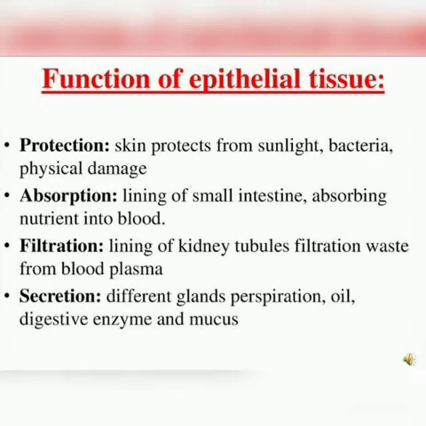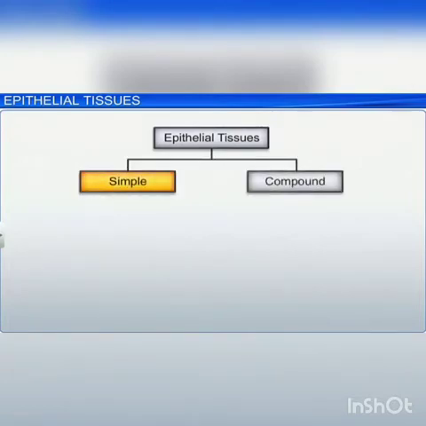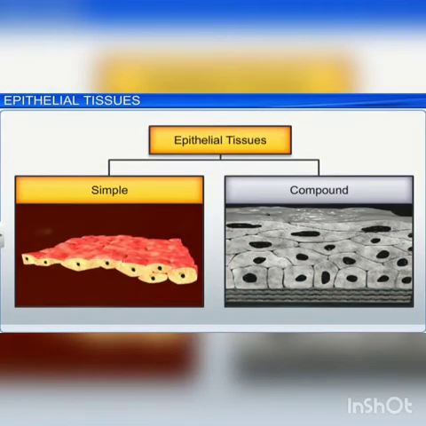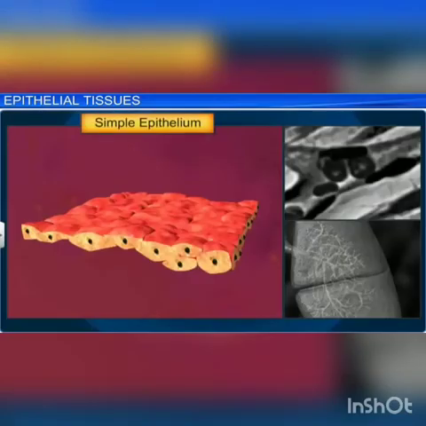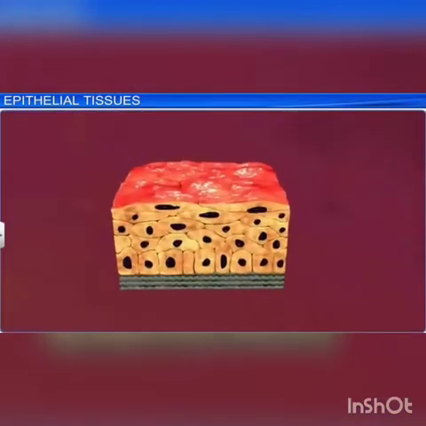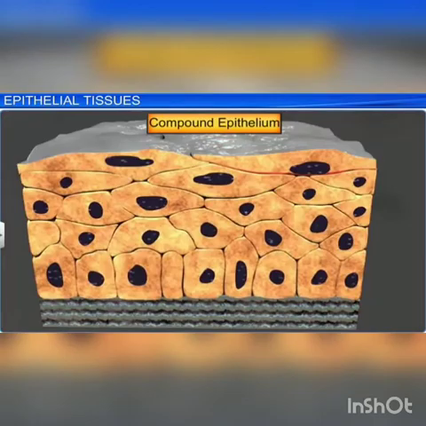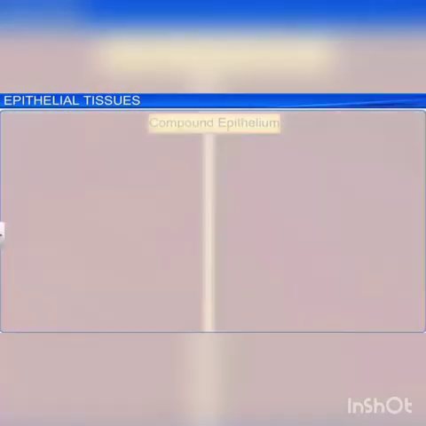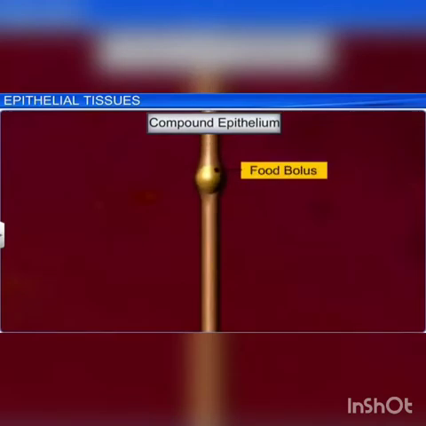So based on the structural modification of the cells, the epithelial cells are classified into two types. One is simple epithelium, another one is compound epithelium. What is simple epithelium? Simple epithelium means a single layer of cells is present, whereas in compound epithelium, many layers of cells are present. So this compound epithelium is also called stratified epithelium. First we see simple epithelium.